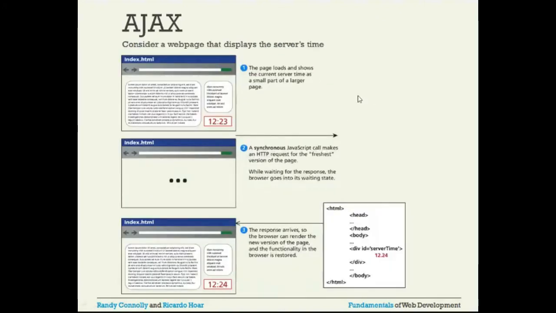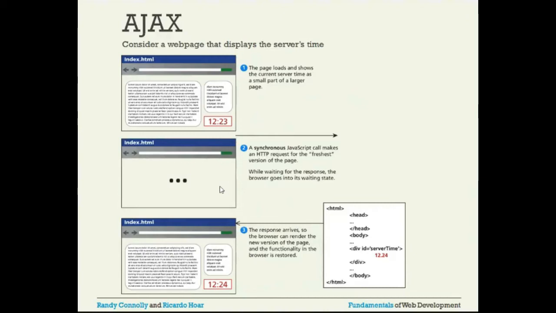This is the example. This is the page you have, and you have a time displayed here. The page loads and shows the current server time as a small part of a larger page. So this is a large page, and the small part is the time. Suppose a synchronous JavaScript makes the HTTP request for the freshest version of the page while waiting for the response. The browser goes into the waiting state. So if you want the up-to-date time using synchronous JavaScript, it will refresh the whole page and get the freshest page.